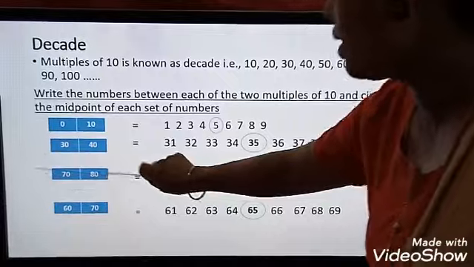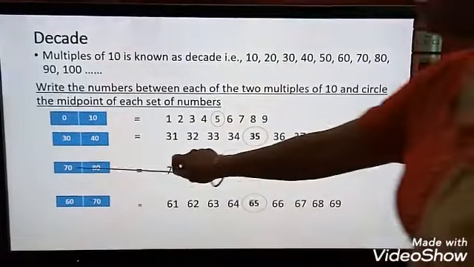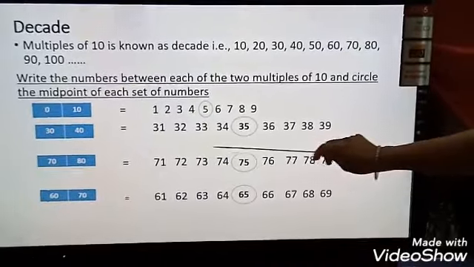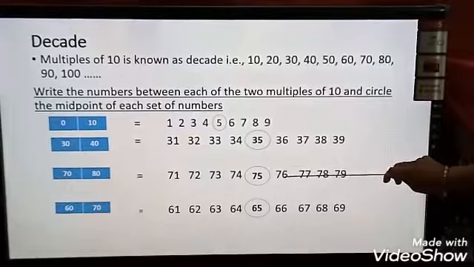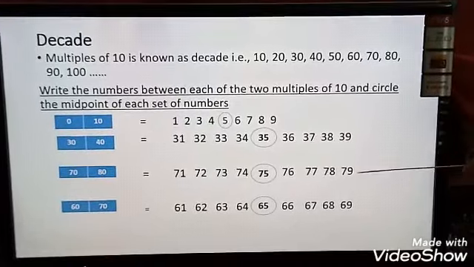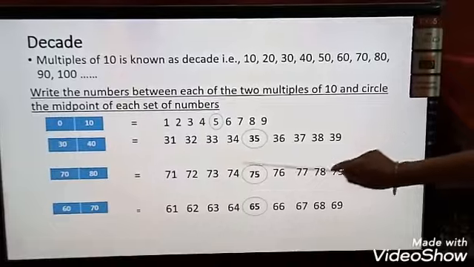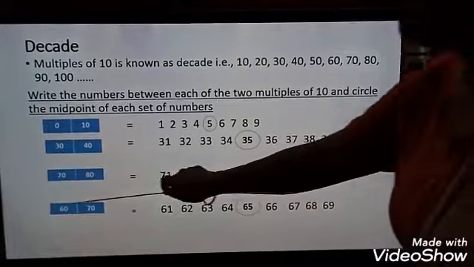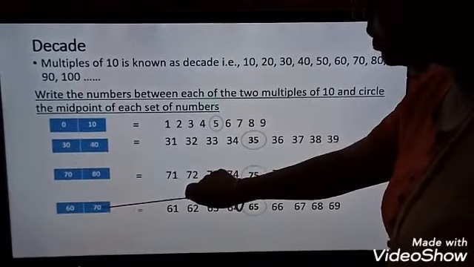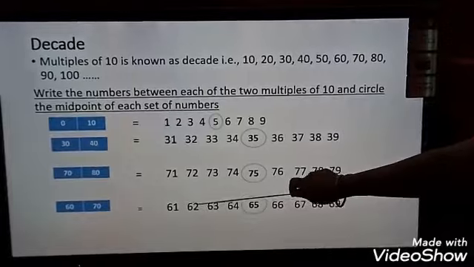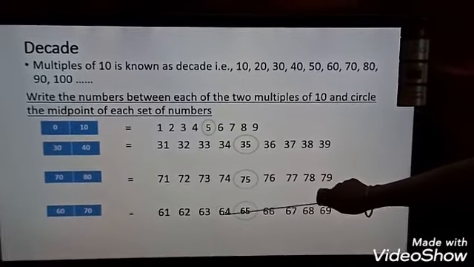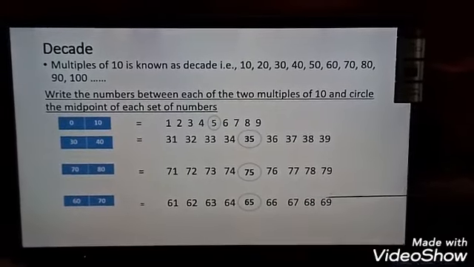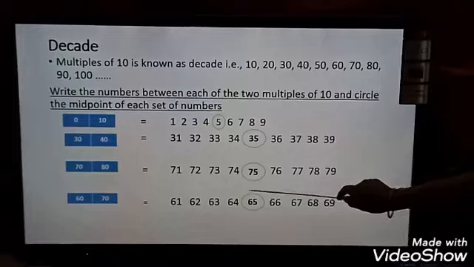It is the same over here also, even in the case of 70 as well as 80. 71, 72, 73, 74, 75, 76, 77, 78, 79. The midpoint is nothing but 75. You can follow the same method as explained above. Again, next we have 60 and 70. It's 61, 62, 63, 64, 65, 66, 67, 68, 69. The midpoint is 65.